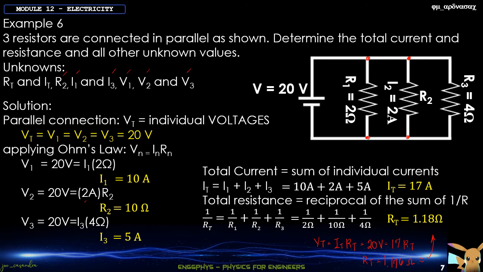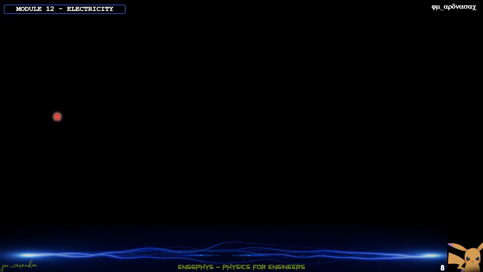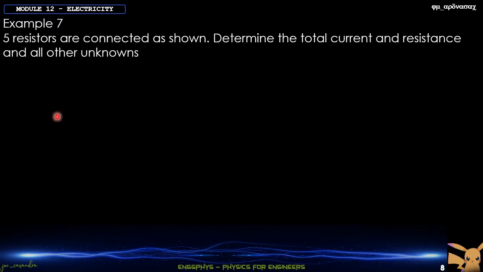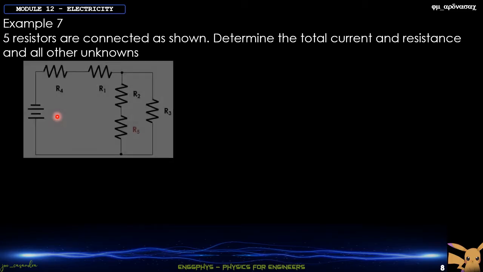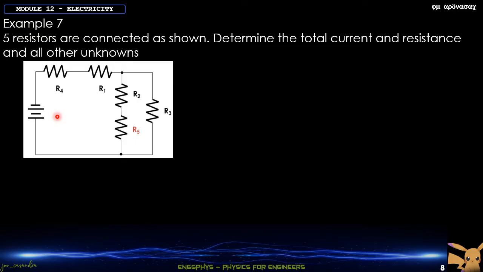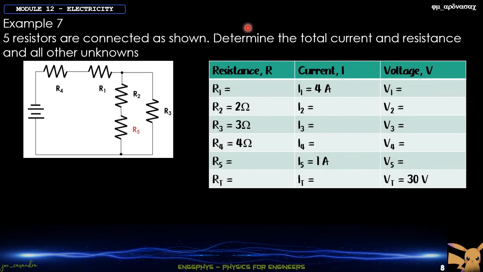Okay? So we have example number 7. We have 5 resistors connected as shown. Determine now the total current and the total resistance and all other unknowns. So, as you can see from the figure, we have now a combination of series and parallel connections. So, for this problem, we are given the following values.